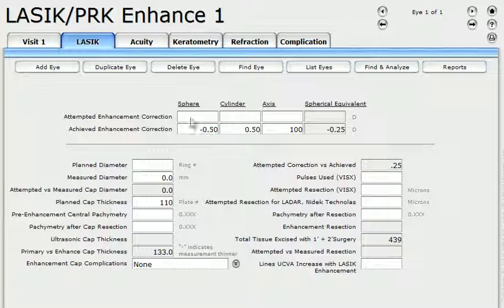You put down what your attempted sphere is, what your thicknesses are before and after you lift the flap, and whatever number of pulses or microns of excision you do so you can keep track of your residual stromal thickness.